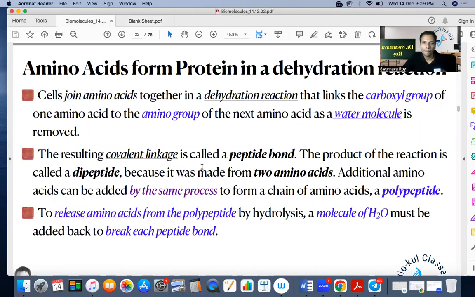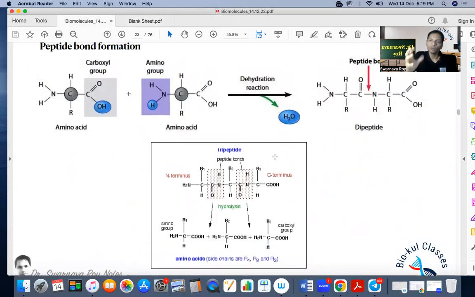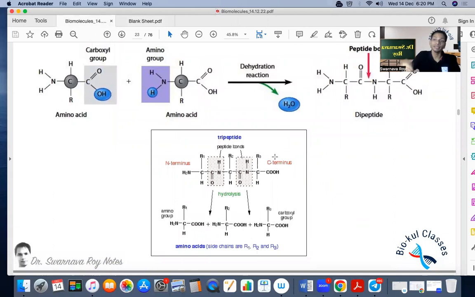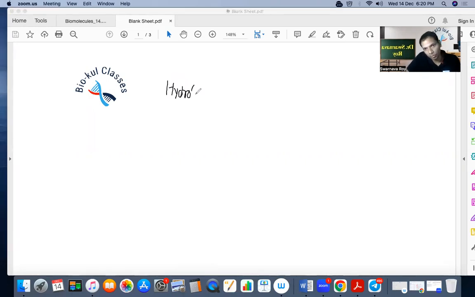Now, the notes will tell you the same thing. If you follow my notes, it has the same information. We know how a protein is formed. Now we learn how a protein is broken down. This is called hydrolysis. With the help of a water molecule, a dipeptide or a tripeptide can be broken down. So let's see how protein breakdown takes place. This is called the hydrolysis reaction.